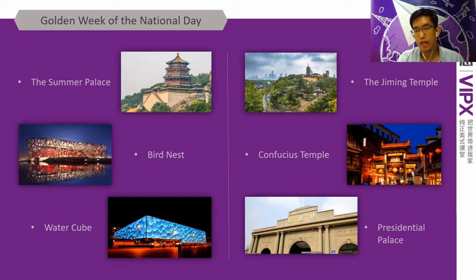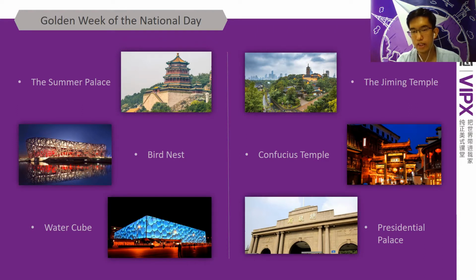Now let's look at the right side of this page, from Nanjing. The first one is Jiming Temple. Jiming Temple was built in the Western Jin dynasty and served as the central Buddhist temple in the southern area of China in ancient times. Till now, there are also many people who believe in Buddhism coming to visit this temple.